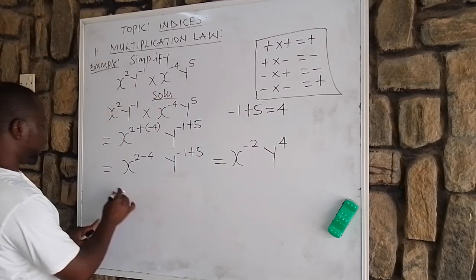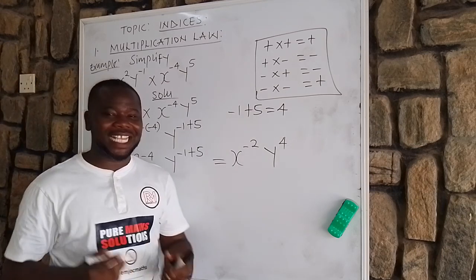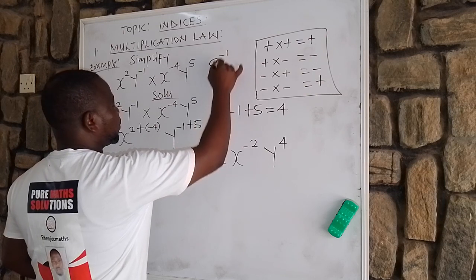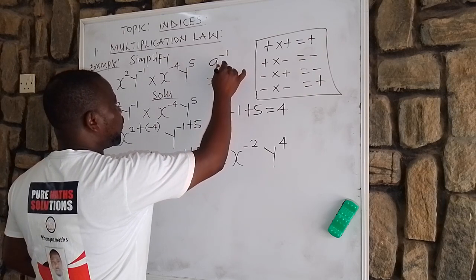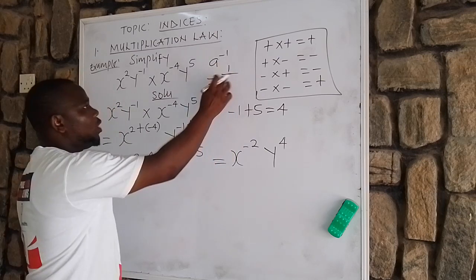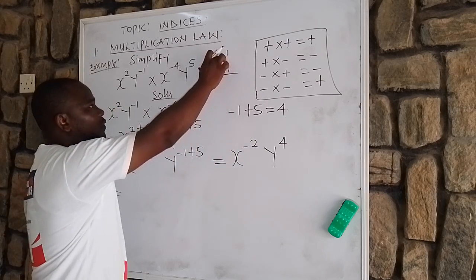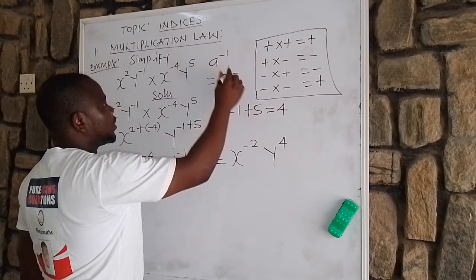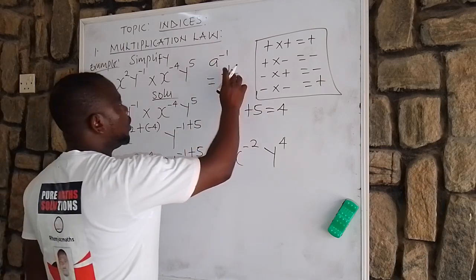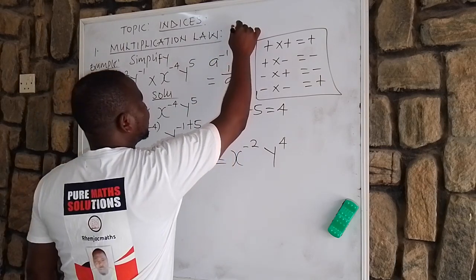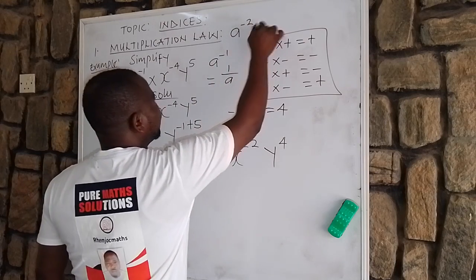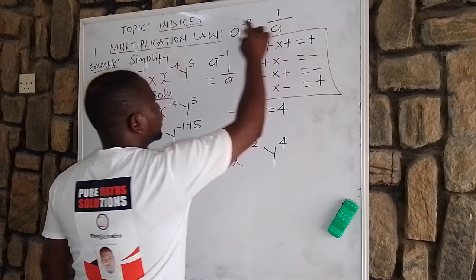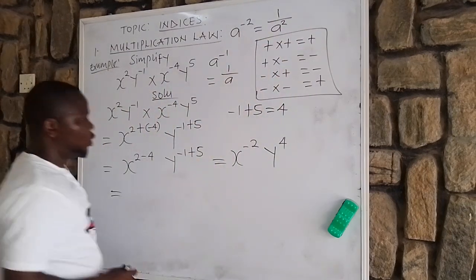Is that clear? But as long as indices is concerned, if we have a raised to the power of minus 1, this is the same thing as 1 all over a. Why is it 1 all over? It's because of this negative sign. It's raised to the power of 1, but it's not necessary to put the 1. But supposing we have a raised to the power of minus 2, because of this negative sign, it's going to be 1 all over a raised to the power of 2.